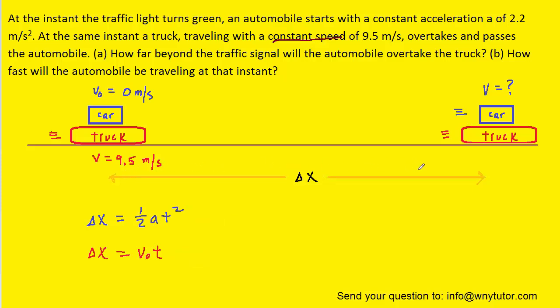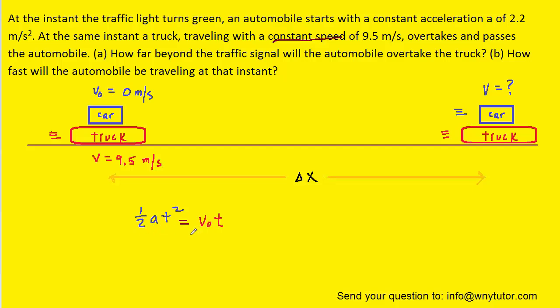Now from the picture, we can see that the displacements will be equal. Once the car reaches the truck and overtakes it, the displacement of both vehicles will be equal. So we can set these two expressions for displacement equal to one another. So we have an equation that we can solve for time.